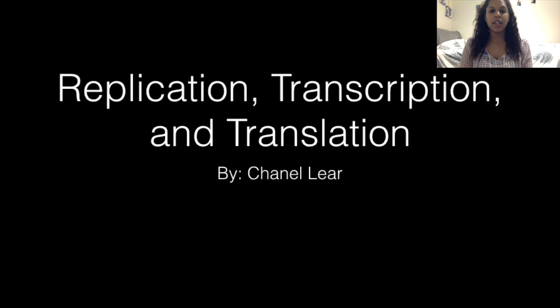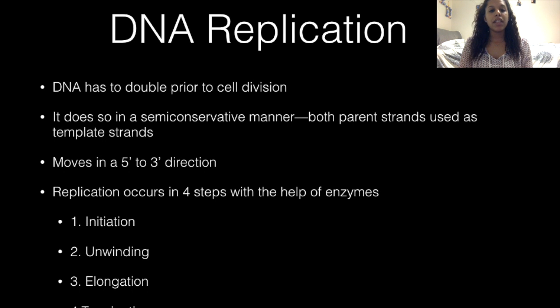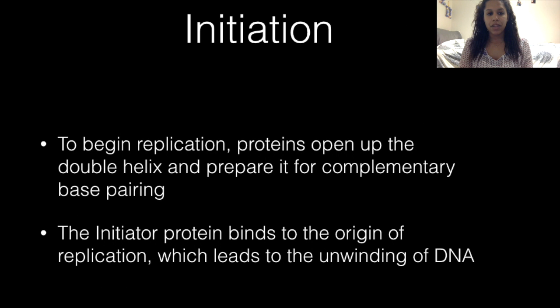So we're going to begin with DNA replication. DNA has to double prior to cell division. It does so in a semi-conservative manner, which means both parent strands are used as template strands. It moves in a 5' to 3' direction, and it occurs in 4 steps with the help of enzymes. So it goes through initiation, unwinding, elongation, and termination.